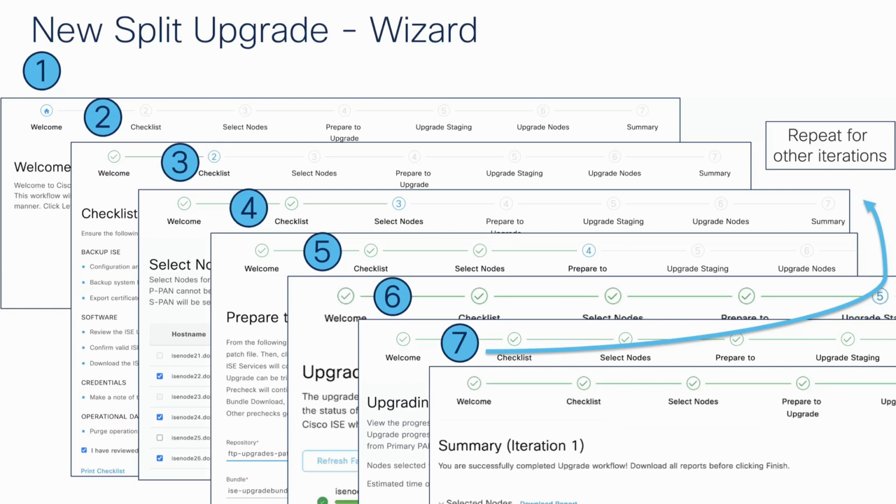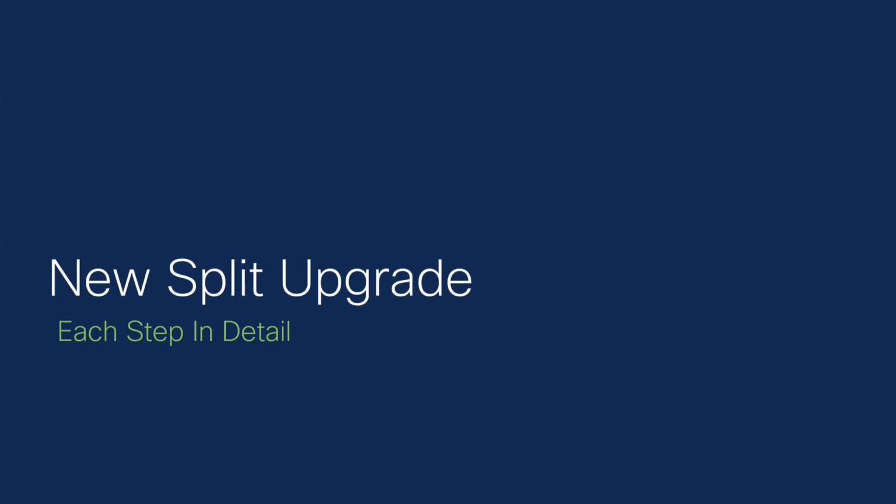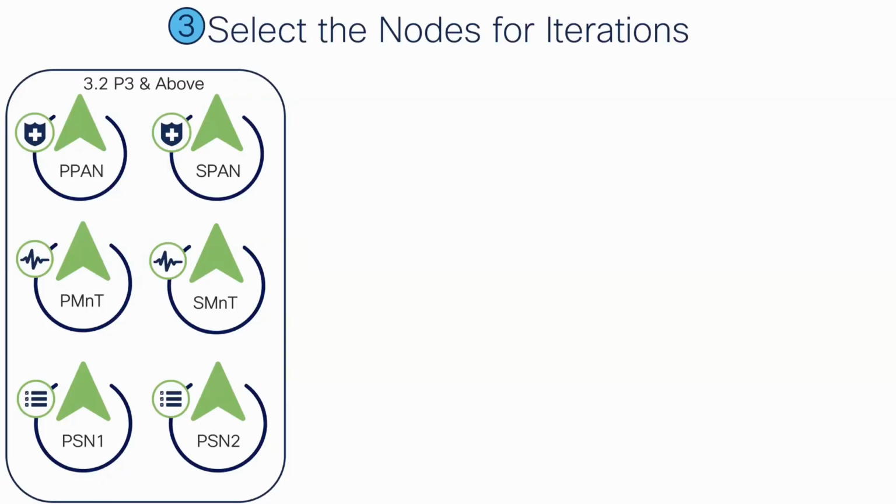Let's talk about each point in detail, one by one. Let's not worry about the first point and second point. Let's start with the third point, the new split upgrade, each step in detail. So, selecting the nodes for iterations.